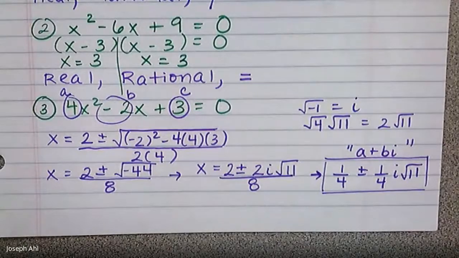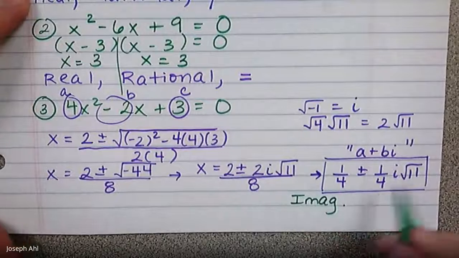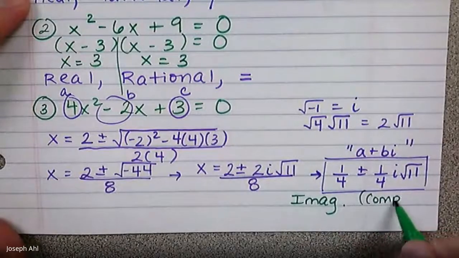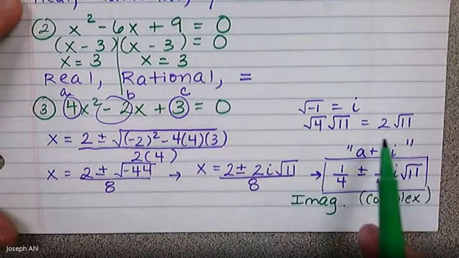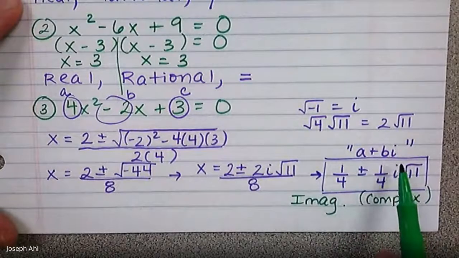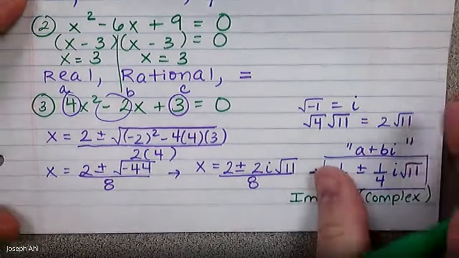All right, so what are the roots here? The roots are very clearly imaginary. And I also use the term complex. Okay, those kind of mean the same thing. Complex just means it's of the form a plus bi. But especially when you get that i piece, we know that the roots are imaginary. And once you say they're imaginary, you can kind of stop there.